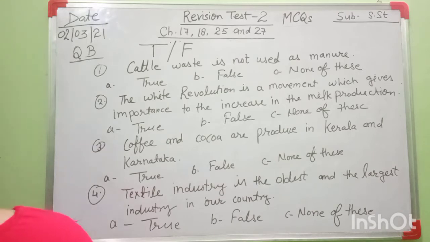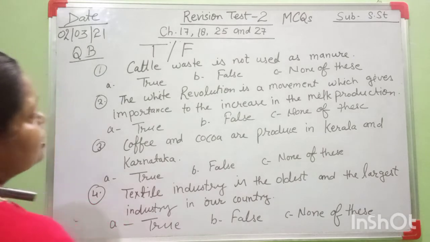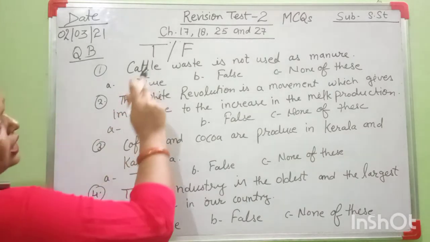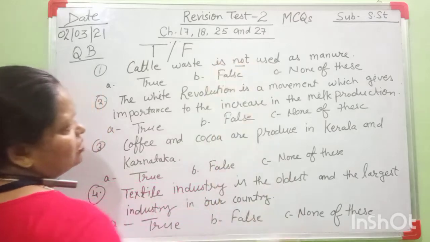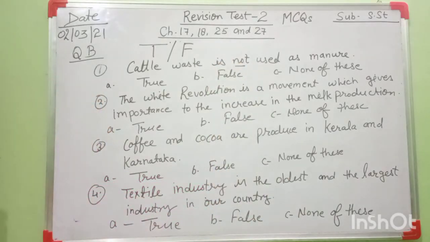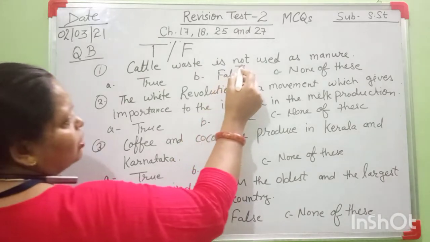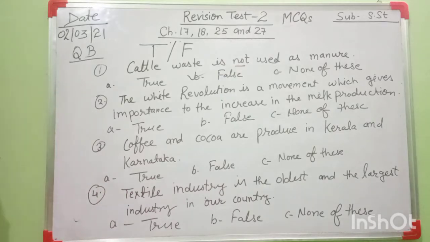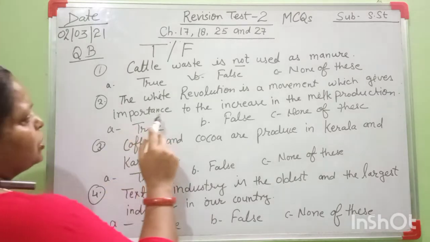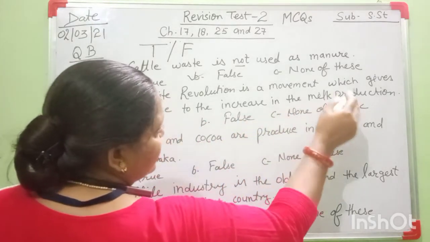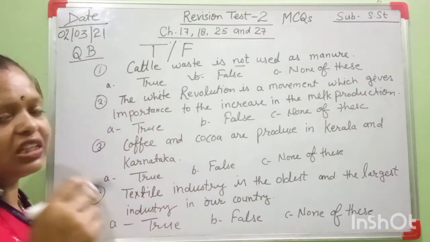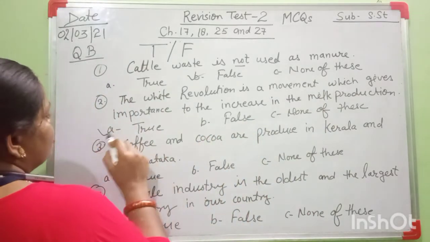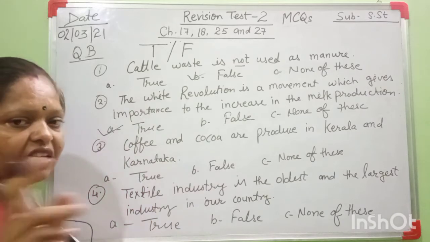After that I will discuss them with you. First question, look here everyone: Cattle waste is not used as manure. Cattle waste is used as manure, and here I am giving 'not', that's why this sentence is false. Next question: the White Revolution is a movement which gives importance to the increase in milk production. Yes, White Revolution means increasing milk production. It's a true sentence, so option A is correct.